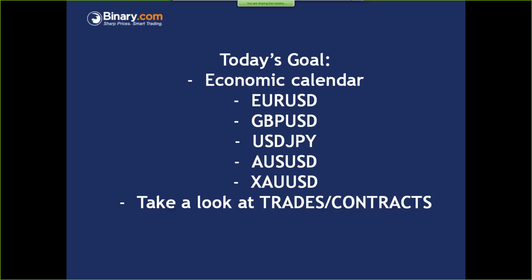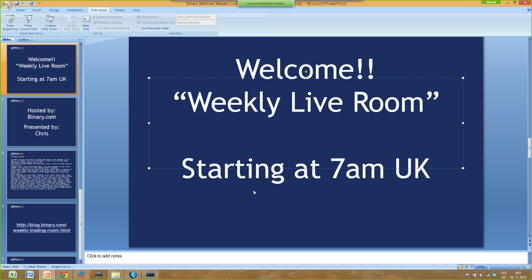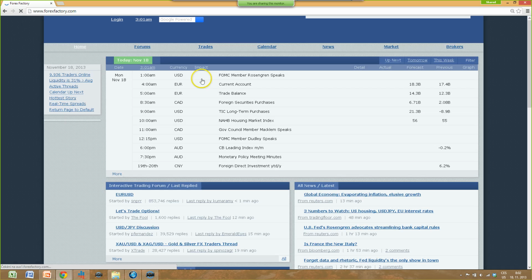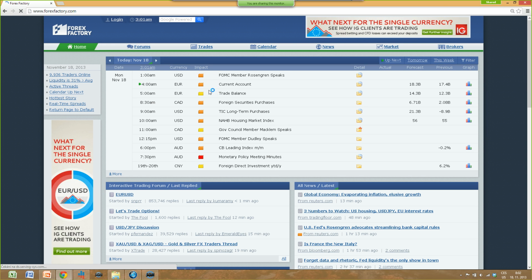Today's goal, we're going to take a look at the calendar and then take a look at the following currencies: euro dollar, pound dollar, dollar yen, AUD USD, and also XAU USD. All right, with that said, let's move over to that Forex calendar first of all and see if there's any substantial news that could be in the market this week that could affect trading and trading decisions, etc.